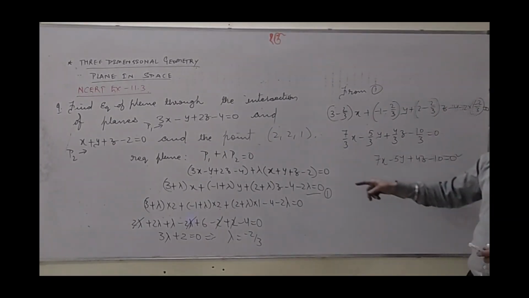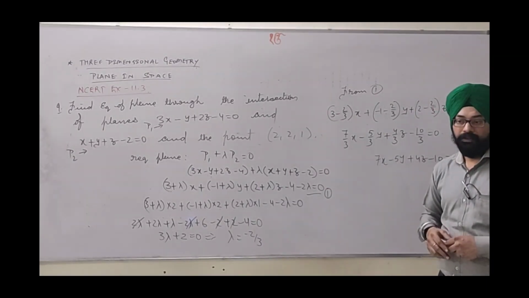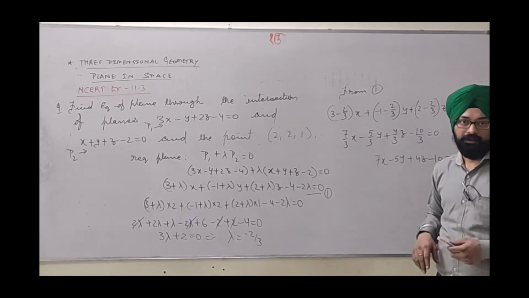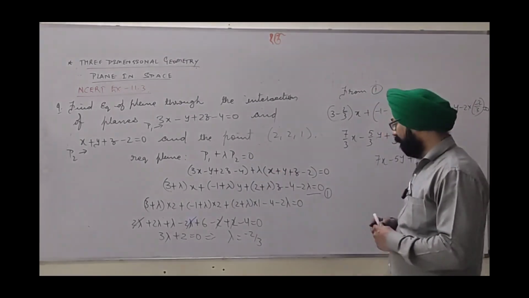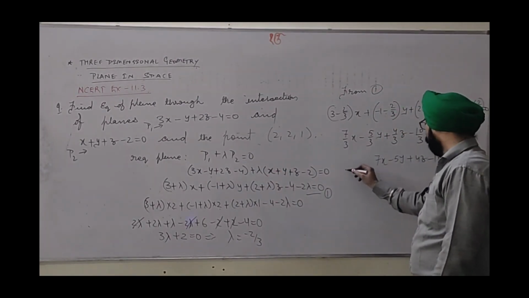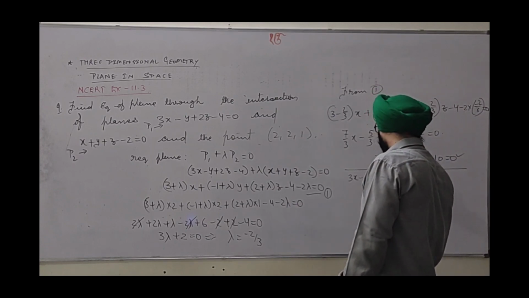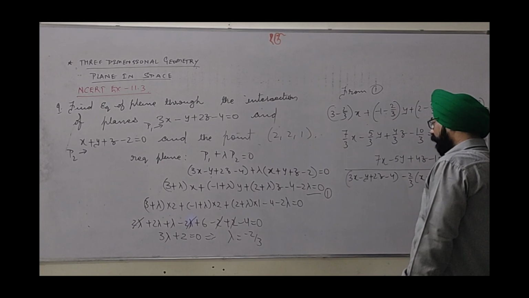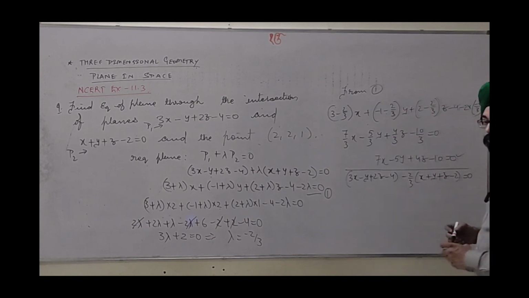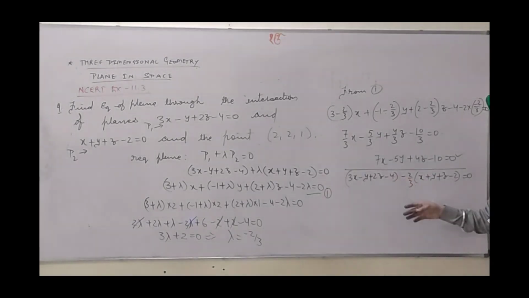You could put the value of lambda here in the beginning also, but depends on choice. It's not always compulsory, whichever looks comfortable. If I put lambda as minus 2 by 3 in this case, let's check what we get. Here it is 3x minus y plus 2z minus 4 minus 2 by 3 into x plus y plus z minus 2 equal to 0. What can be done? Obviously this is minus 2 by 3. We will take LCM. So calculation becomes direct here, and I think it's more convenient.